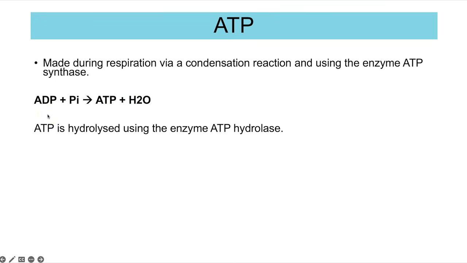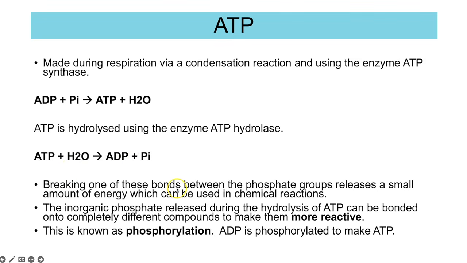Now, to release the energy from ATP that's stored in those chemical bonds, you have to hydrolyse the ATP, and that is done using the enzyme ATP hydrolase. So this time it'd be a hydrolysis reaction, which is when you break a bond to separate 2 molecules through the addition of water. So we're going to break the bond between the phosphate groups. That releases energy, and that then means we have ADP and Pi. So breaking one of those bonds between the phosphate groups releases a small amount of energy. That means you don't have wastage energy. So if you need more energy, you would just break the bond between more ATP molecules. And that can then be used in chemical reactions.